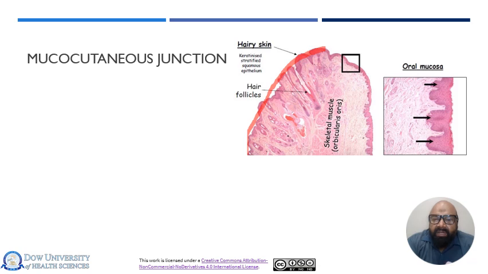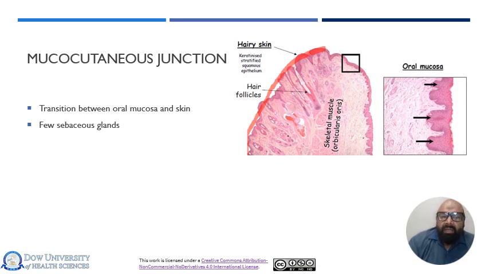And how is it different? It is different, the reason being it is more keratinized, while the inner side of the lip is not keratinized. So we have a stratified squamous epithelium on the outer side, and on the inner side, the epithelium lacks keratinization. So the features are that there's a transition between the oral mucosa and the skin, and this transition can be actually seen in the outer side of the lip and the inner side of the lip.